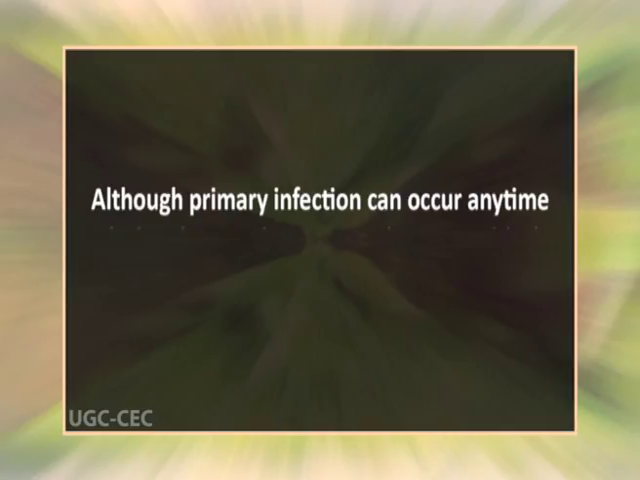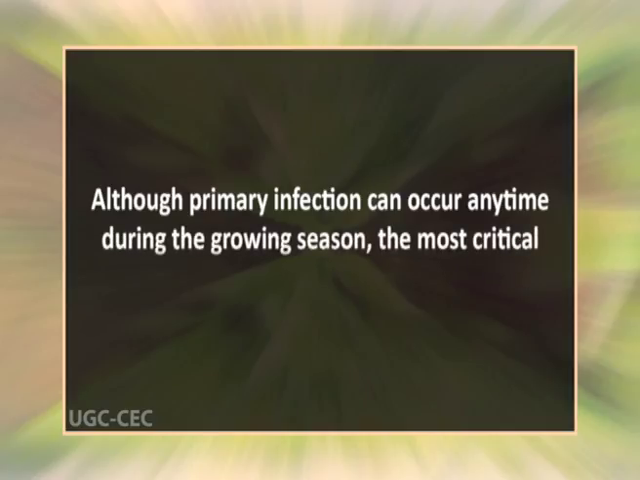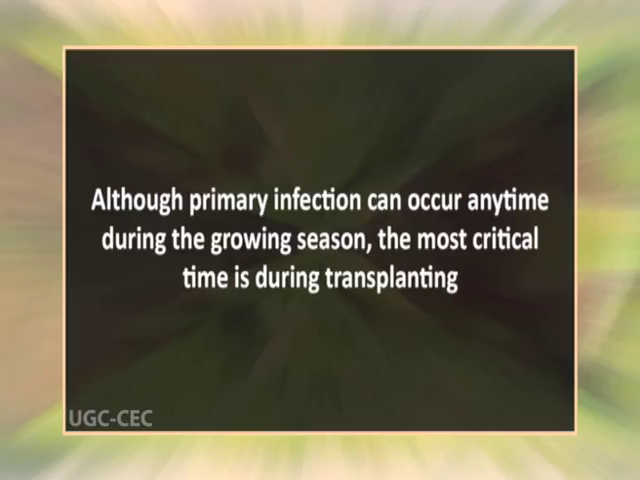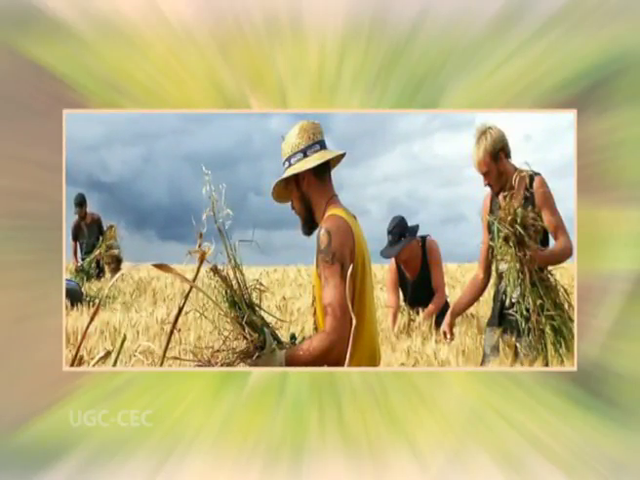Although primary infection can occur any time during the growing season, the most critical time is during transplanting. Plants infected at this time from any of the overwintering sources will show mosaic symptoms in 2 to 4 weeks. Generally, if fewer than 100 plants per acre are showing symptoms at this time, it is feasible to remove them. Rogueing should of course be done prior to cultivation.